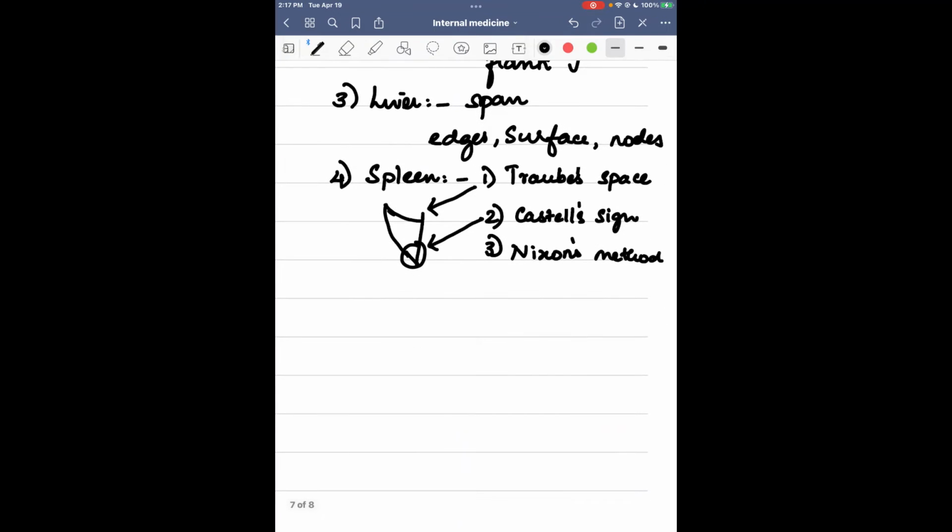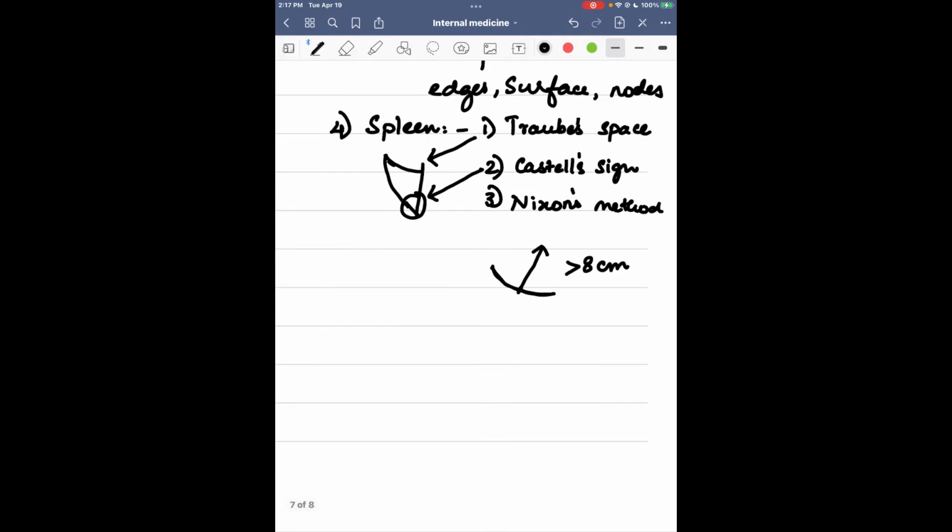And in Nixon's method, we ask the patient to lie in the right lateral decubitus position, and again we take the left costal margin, take the midpoint, and then percuss upwards perpendicular to the left costal margin. If the dullness is present for more than 8 centimeters, then it is possible that there is splenomegaly. So these are some of the methods that we can use to examine the spleen.